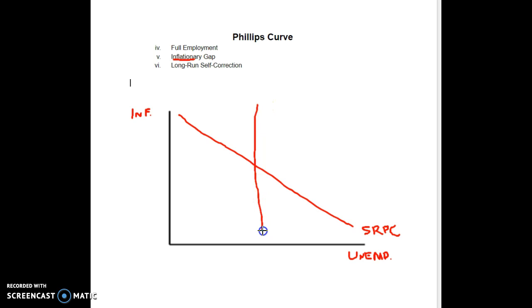Now we show full employment at the long-run Phillips curve, right? And so that means that this unemployment rate down here is going to be the natural rate of unemployment, NRU, natural rate of unemployment, or 4 to 5%.